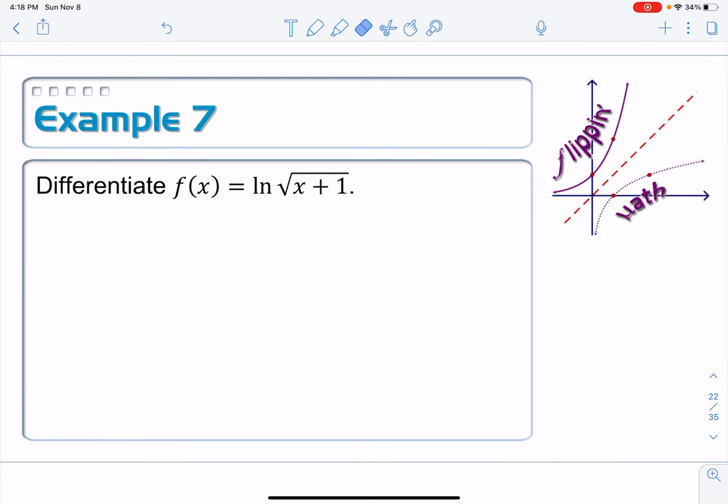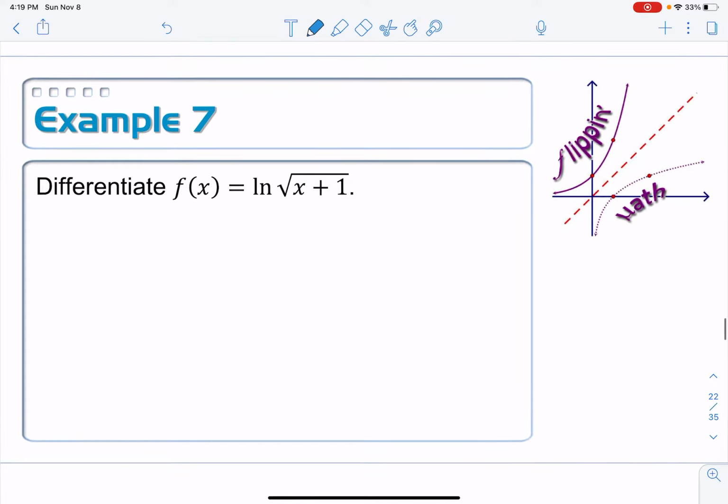For example 7, I'm going to show it to you twice. Not necessarily because you've got to do a problem twice to make sure you get it right, but because the second time I'm going to show you a simpler way to have accomplished that, one that maybe is not quite so obvious. Okay, so let's take the derivative of f of x is equal to the natural log of the square root of x plus 1.